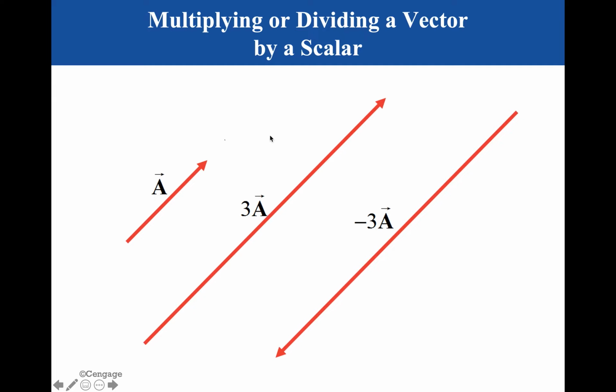Okay. Multiplying a vector or dividing by a scalar, you just basically increase or decrease the length by the amount of the product or the division. Here's 3a, 3 times as long as a in the same direction. Minus 3a is 3 times as long as a, but in the opposite direction. Okay?